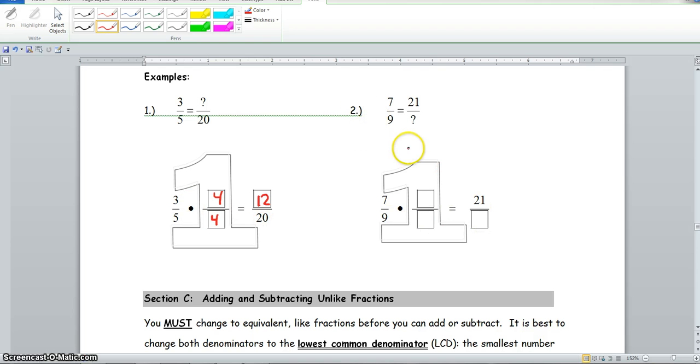Now we look here at number 2. Now if you notice here, it's a number in our denominator that's missing. So let's look at the numerators. We could say 7 times what is 21? And we know that's 3. So we'll multiply numerator by 3 and our denominator by 3. 7 times 3 is 21. 9 times 3 is 27. So that is our final answer.